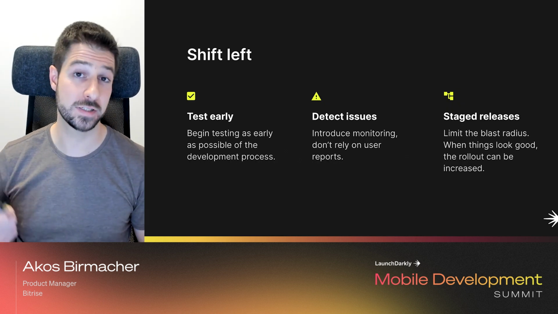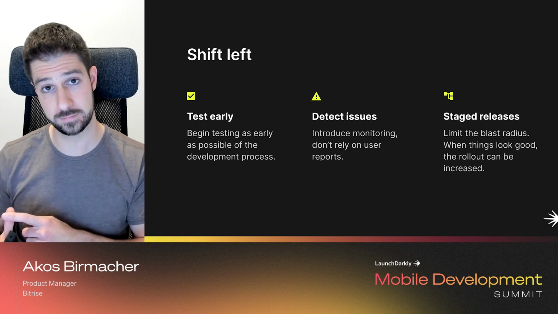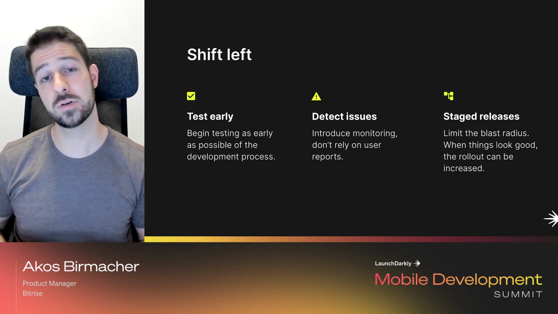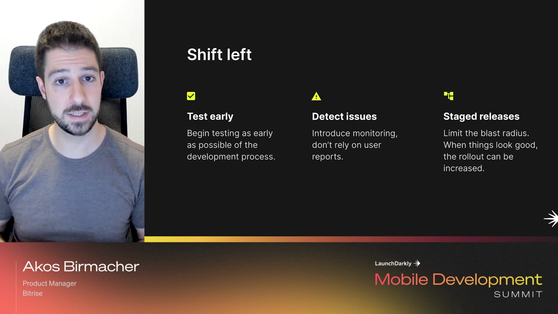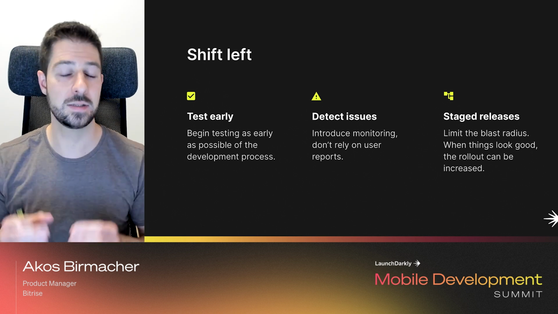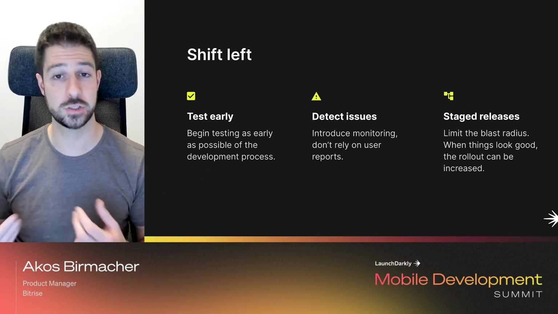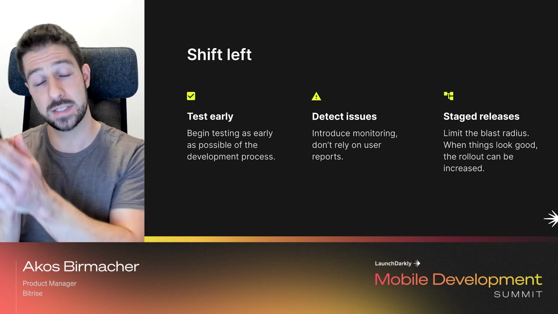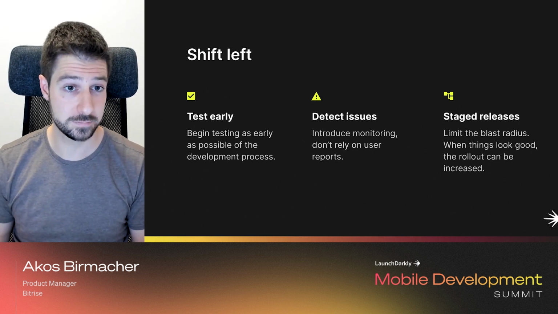The three main points of shift left are making sure you are testing early, have a way to detect issues, and are using stage releases. By testing early, you can make sure that the developers find the issues in pre-production, making it a lot easier to fix and of course cheaper. And not to mention that because it's in pre-production and not in production, users will not be affected.